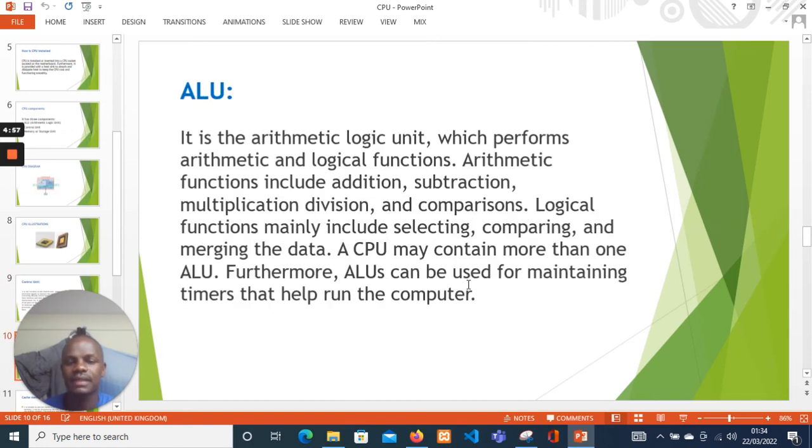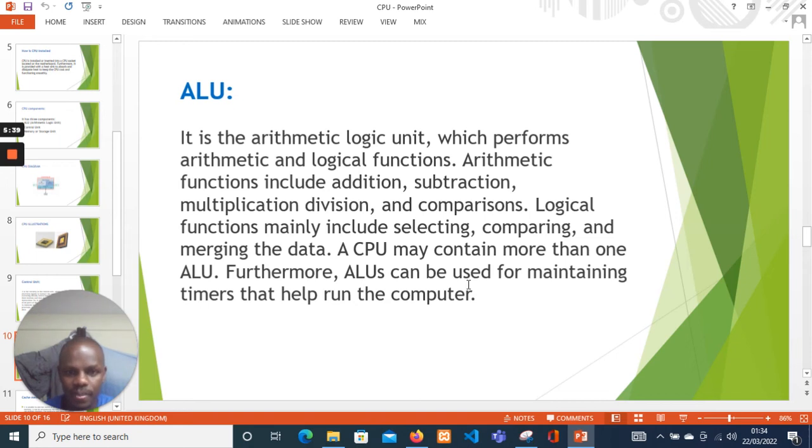Another type is the ALU. The ALU, in full, is the arithmetic logic unit. This one performs the arithmetic and logical operations such as addition, subtraction, multiplication, and division, and also comparisons. Logical functions mainly include selecting, comparing, and matching the data. A CPU may contain more than one ALU. It can have more than one ALU.